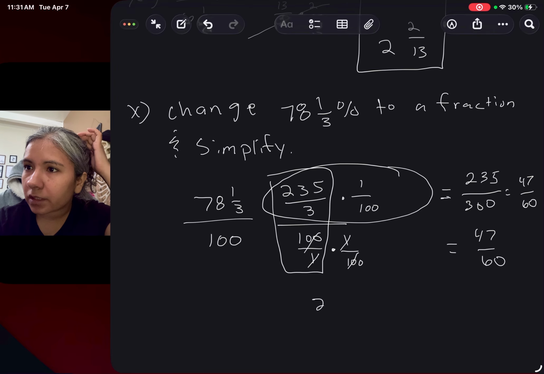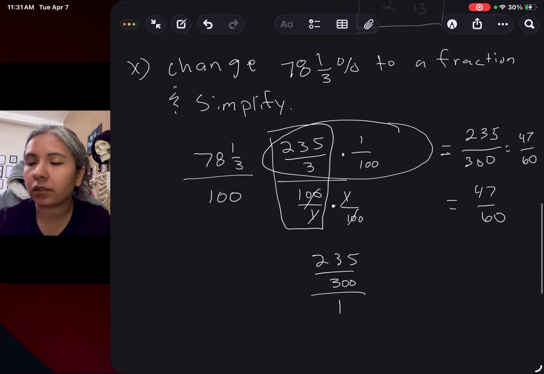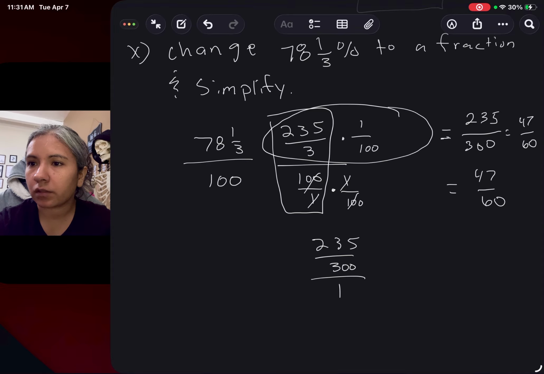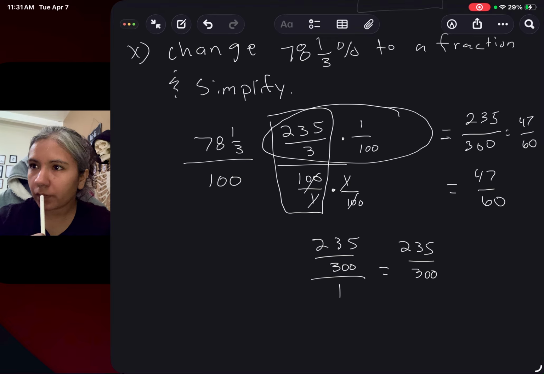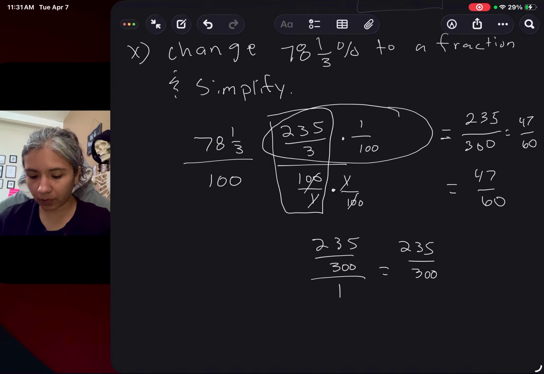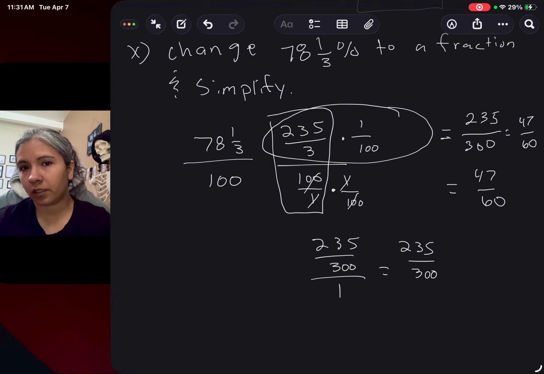We did that because it's the same as 235 over 300 all over 1. Anything over 1 is just the same number back again, right? And then we just reduce the numbers. They both divide by 5. 235 divided by 5 is 47. 300 divided by 5 is 60. So that's just reducing the fraction.